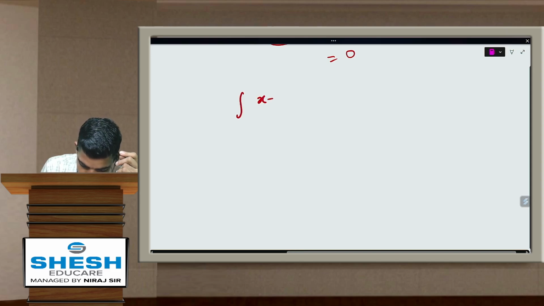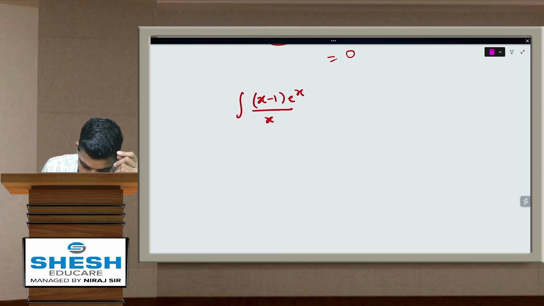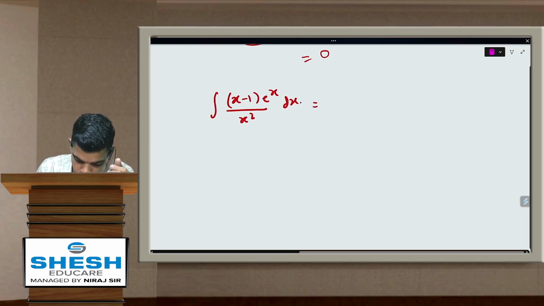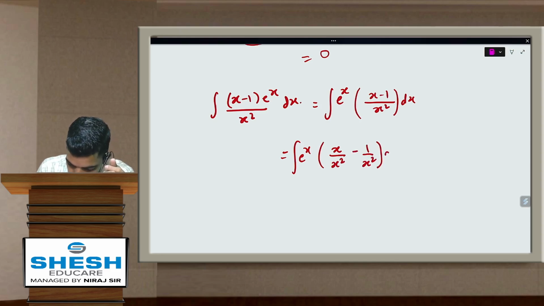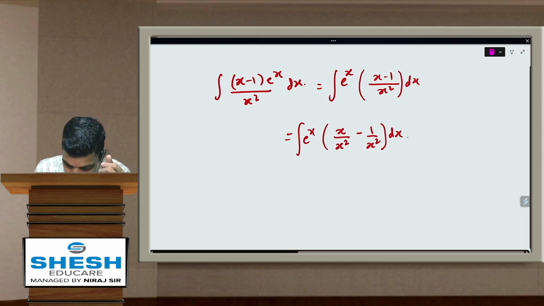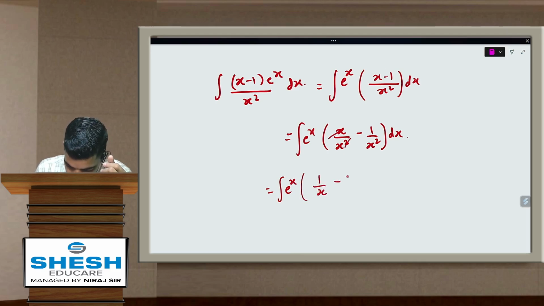It is given: x minus 1 into e to the power x upon x square dx. We have to find its integration. So what will we do first? First we will rewrite it as x minus 1 upon x square dx. So separate the denominator. We can write it as x upon x square minus 1 upon x square dx. Simplify this, e to the power x, x and x cancel, what will remain? 1 by x minus 1 by x square dx.